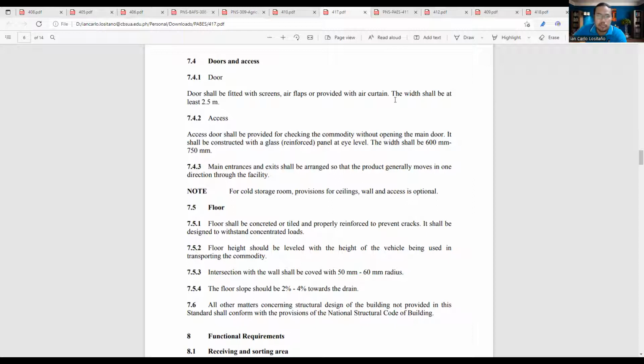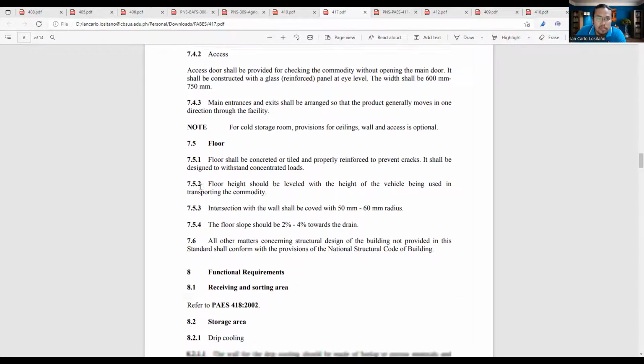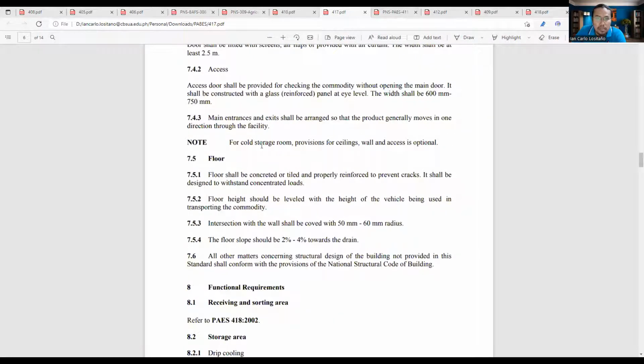Width shall be at least 2.5 meters. Access doors shall be provided for checking the commodity without opening the main door. It shall be constructed with a glass panel at eye level. The width shall be 600 to 750 millimeters. Main entrances and exits shall be arranged so that the product generally moves in one direction through the facility.